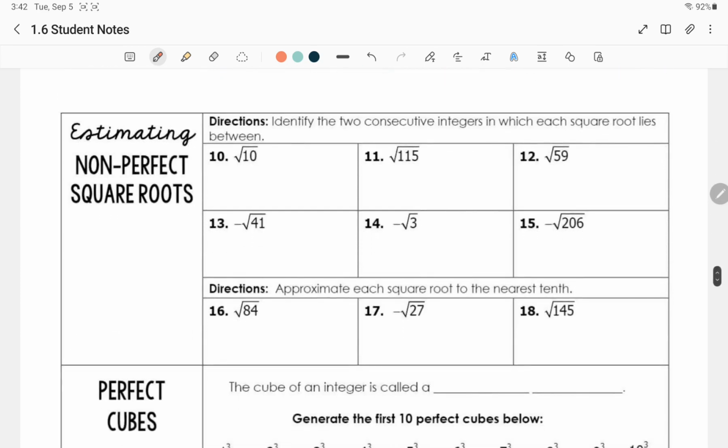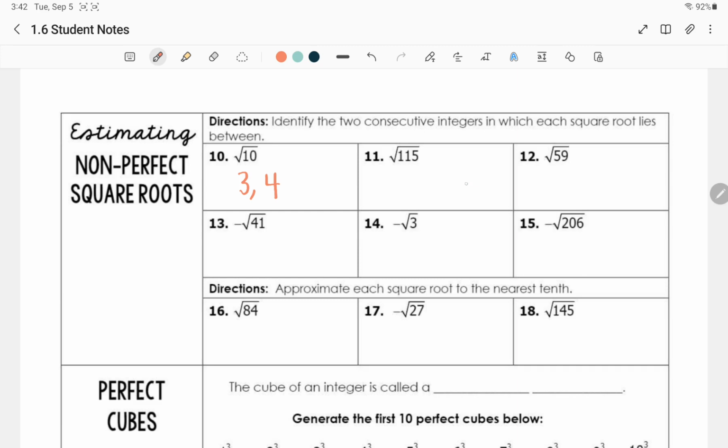All right, moving on. Estimating. We're going to identify the two consecutive integers in which each square root lies between. So we know that 10 is not a perfect square, but we know that there are two numbers that it might fall in between. We know that 3 times 3 is 9, and 4 times 4 is 16. So the square root of 10 is somewhere in between 3 and 4. It would be like 3 point something, something, something. It would give you a nice little decimal. And so it's not a perfect square. It's a non-perfect square. But it would be some number between 3 and 4.